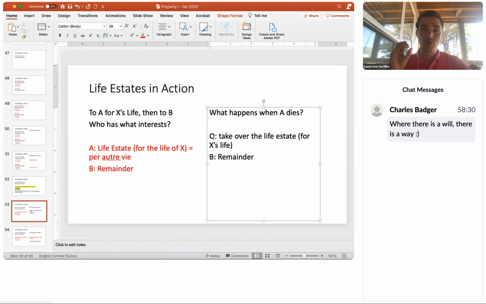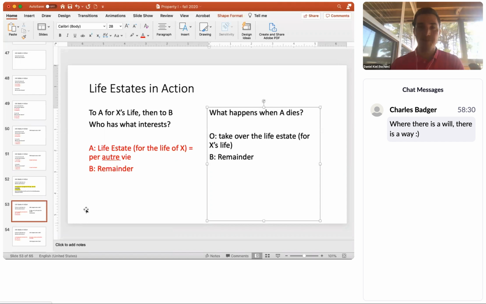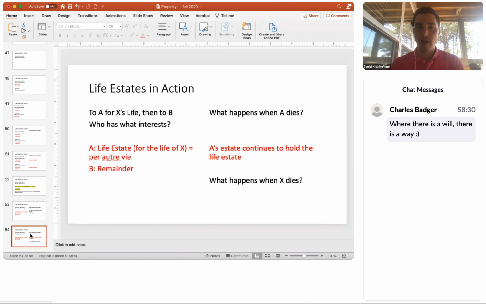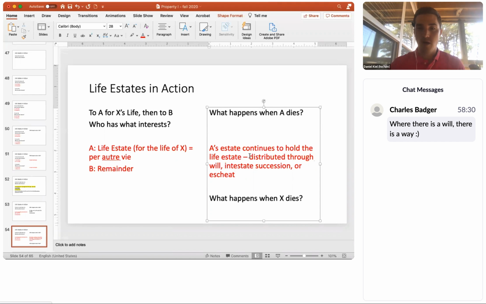So that is why in this instance, it doesn't go back to the grantor either. If I've told you that if it's a fee simple, it either goes through will, through intestate succession, or escheats, in that order, what do you think happens with A's life estate when A dies? It does the same thing. It does the same thing, okay? So it falls into A's estate, and it will be distributed through will, intestate succession, or escheat, in that order.